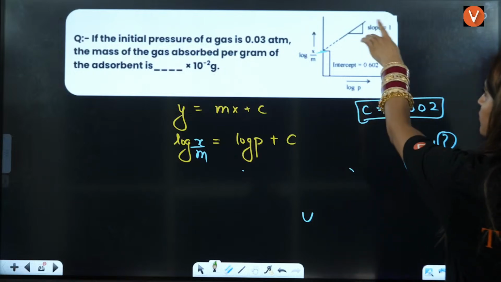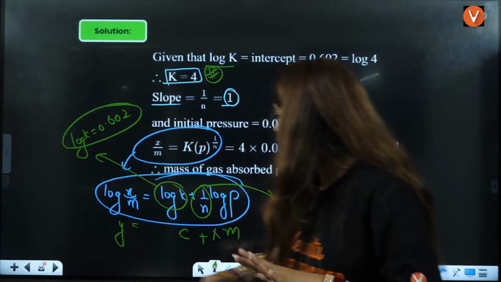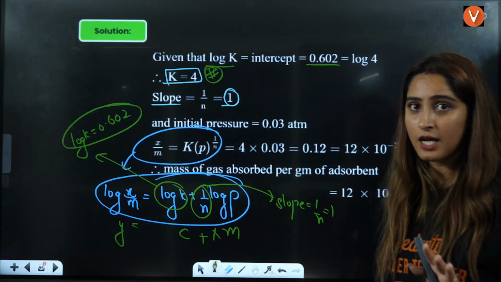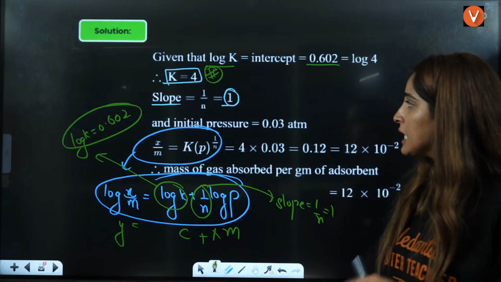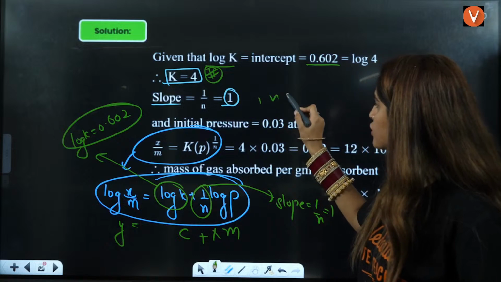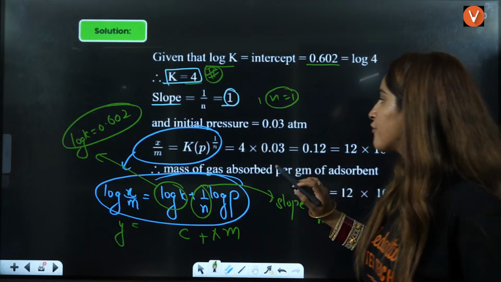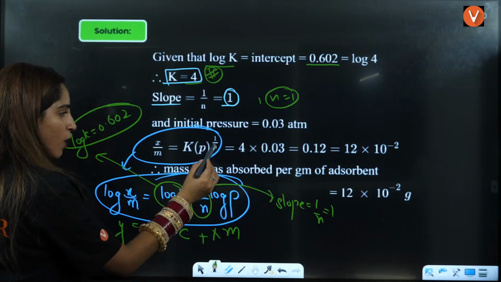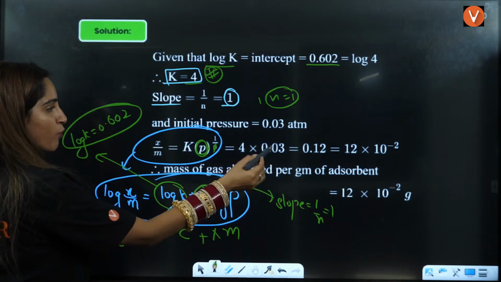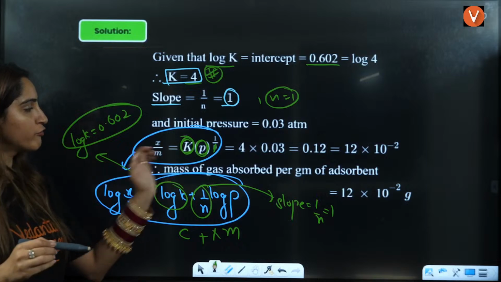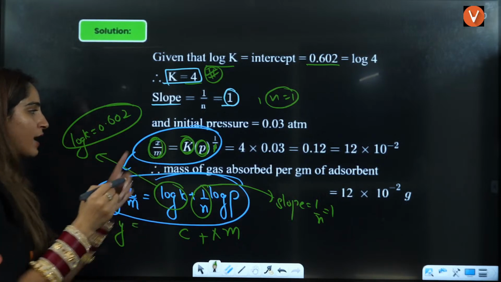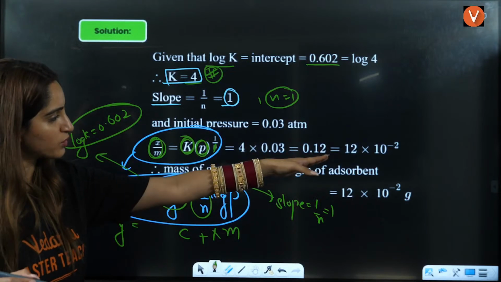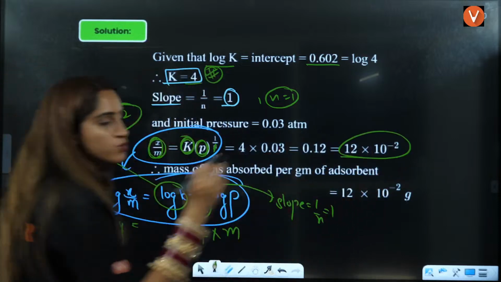This is given in the question only, that the slope is 1 here. So if the slope is 1 here, that means the value of n is also 1. Now, if the value of n is 1, the k value is 4. From there, if you again pick this formula and put the value of n as 1, initial pressure is given to be 0.03, k is given to be 4. From there, you can get the value of x by m, that is 4 into 0.3, and the order of the reaction is 1. So you can just put this and you will get 12 into 10 raised to minus 2 as the answer here.